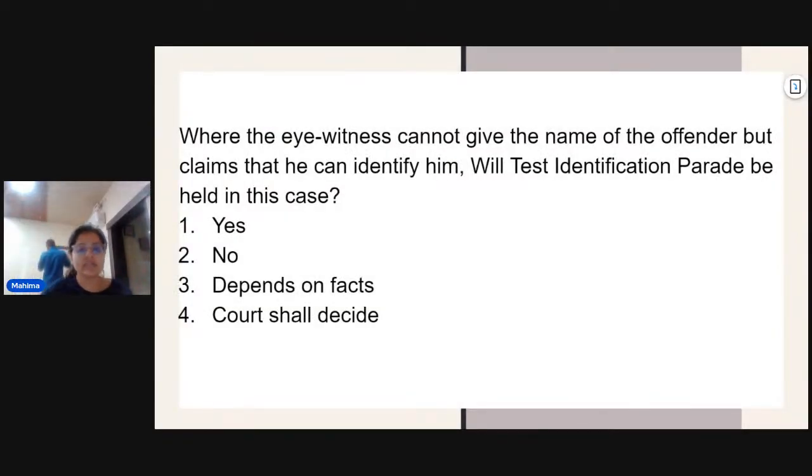Where the eyewitness cannot give the name of the offender but claims that he can identify him, will a test identification parade be held in this case? Yes, no, depends on facts, court shall decide. Yes, it is subsequent conduct. Everyone was right here.